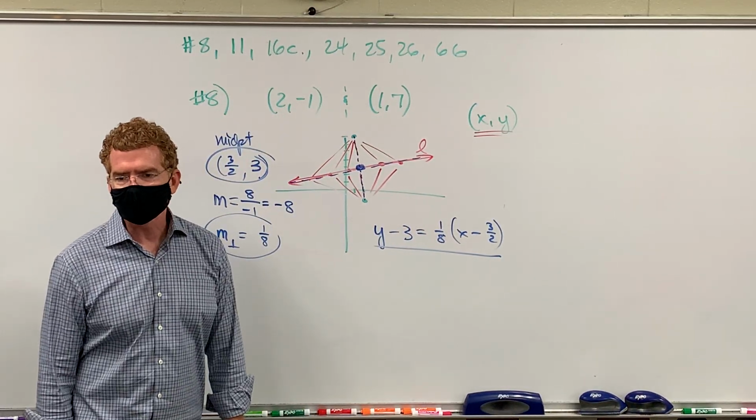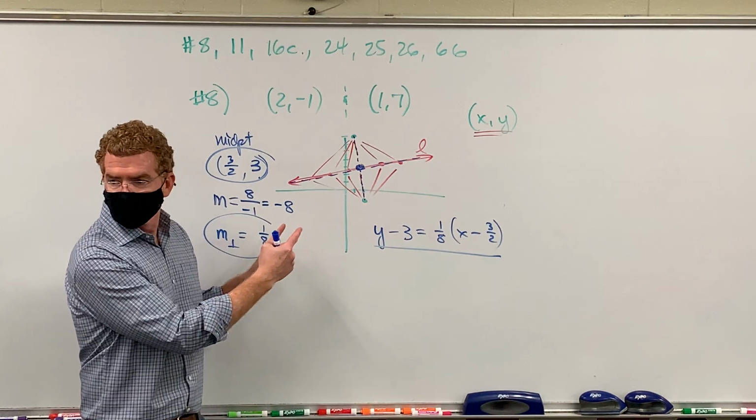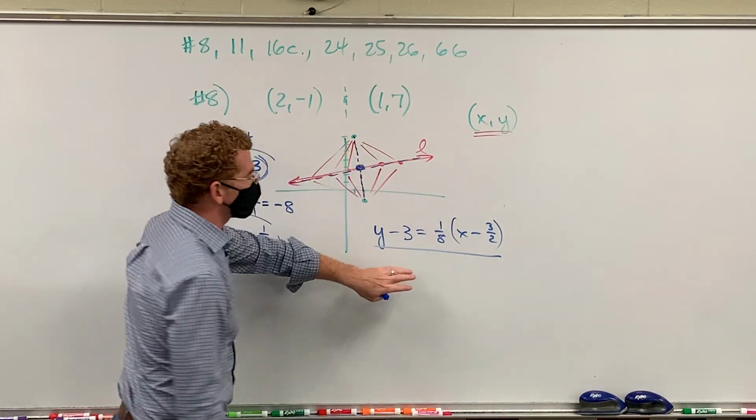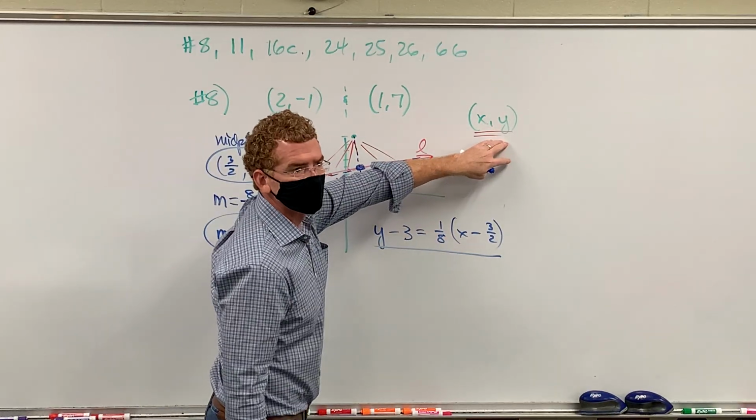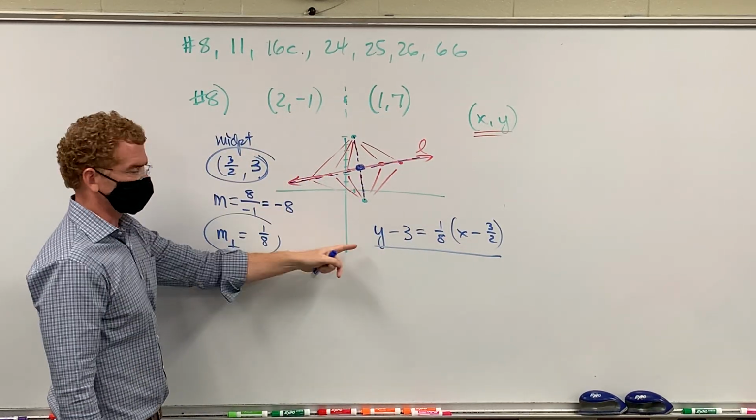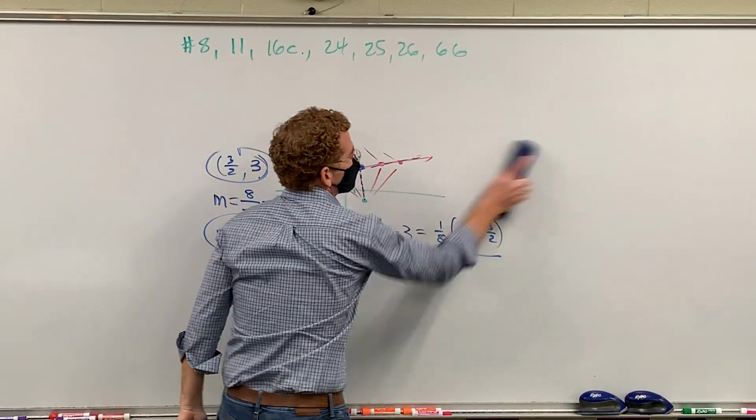You got to track with me? Everybody got this? All right, that's number 8. So here's the equation, the relationship of all the points that are equidistant from these two. It would be that line. All right, so that was 8.